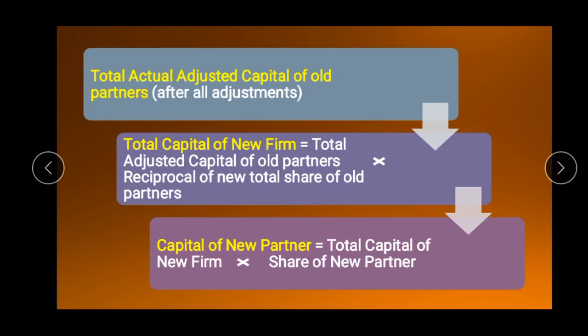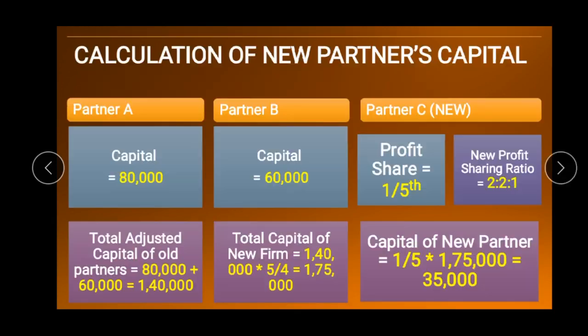In the second step, we have to calculate the total capital of the new firm by multiplying the total adjusted capital of the old partners with the reciprocal of the total share of the old partners. And in the third step, we will calculate the capital of the new partner by multiplying the total capital of the new firm calculated in the second step with the share of the new partner. So how is it calculated? Let's understand it with the help of an example.